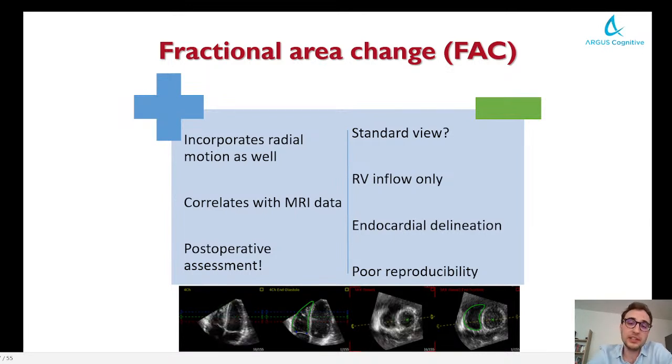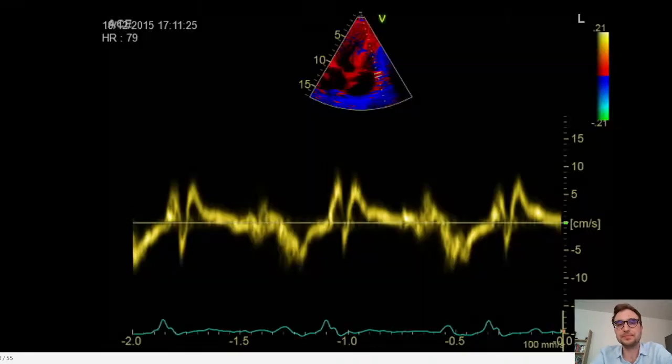We definitely have issues with endocardial delineation, because especially in congenital heart disease patients, we know that the trabeculation of the right ventricle becomes much more pronounced, which sometimes makes precise delineation of the actual endocardium with echo harder. And previous data shows that it has definitely poorer reproducibility compared to TAPSE.